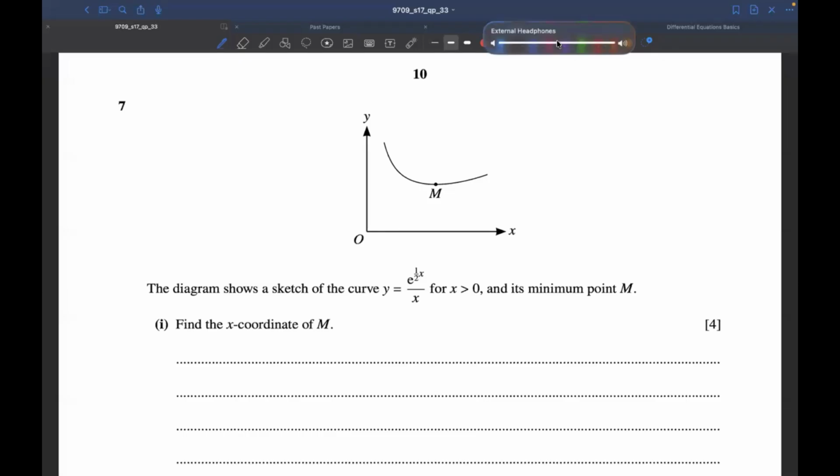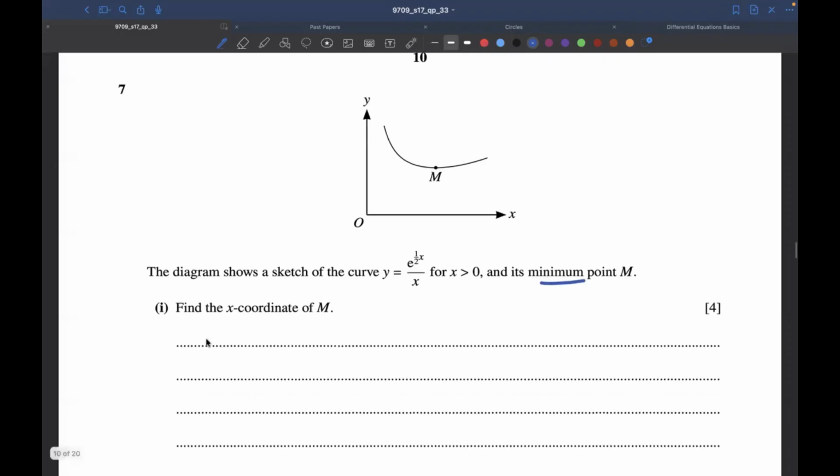In question 7, the diagram shows a sketch of the curve y equals e power half x upon x for x greater than 0 and the minimum point m. In the first part, we have to find the x coordinate of m. Now, as it's a minimum point, we know that dy dx will be equal to 0, and dy dx will be given as, we'll apply the quotient rule, that is vu dash minus uv dash divided by v squared.